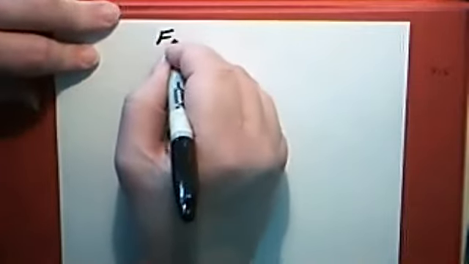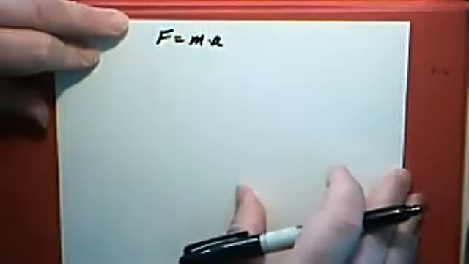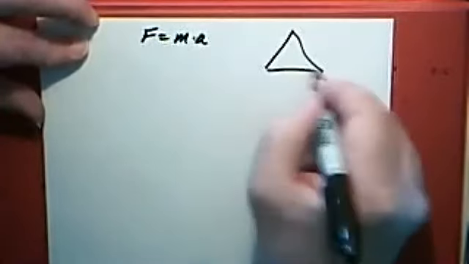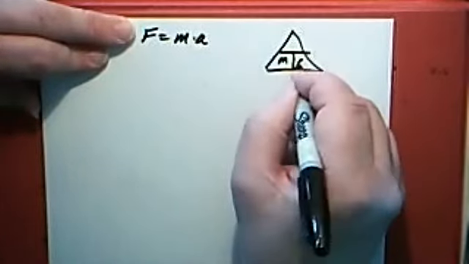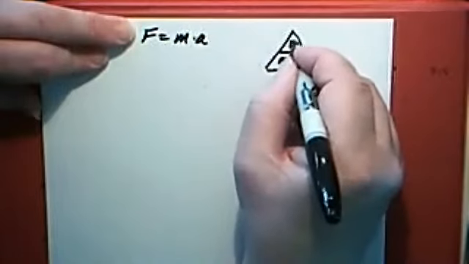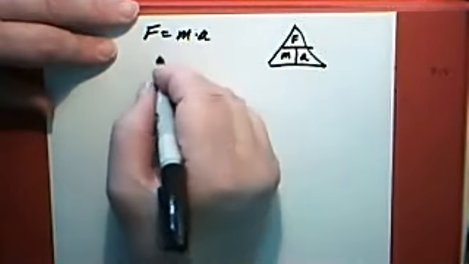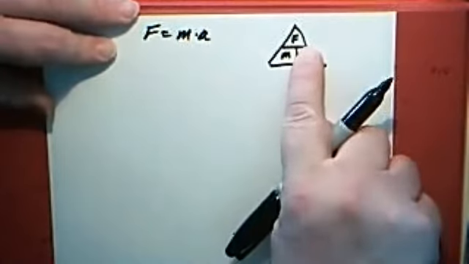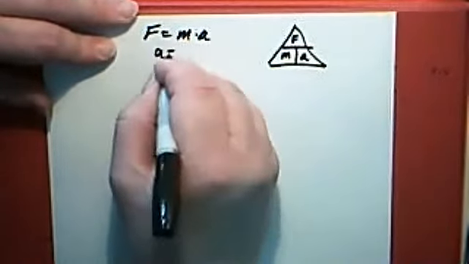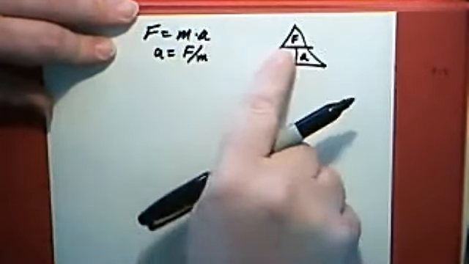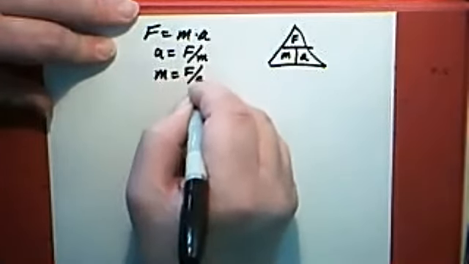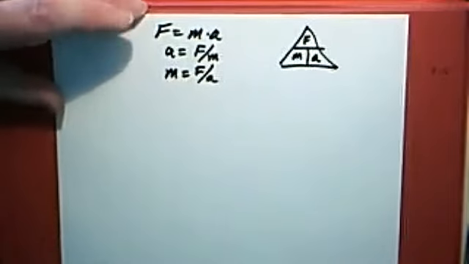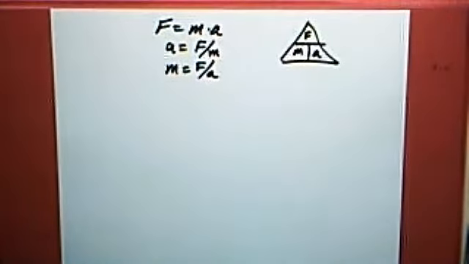Okay, remember, since this is a three-term equation, we can also use our triangle to arrange it. It's ma, so m and a go next to each other on the bottom, and that leaves F to be on top. So again, if we want acceleration, we cover that up, and that's F over m. If we want mass, we cover that up, and it's F over a. And so now we can easily find any of those terms.